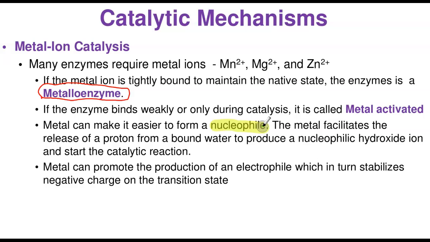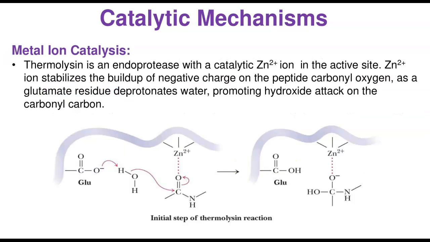A metal ion in an enzyme or in the environment of a reaction will lead to the formation of either a general base or a specific base, or a specific acid or general acid, and that will also lead to the initiation of a nucleophilic attack on the hydride ion, and then the reaction will take place. And metal can also promote what? The production of an electrophile, which is electron deficient, which in turn does what? Stabilizes the transition state. And we can see that in this example.